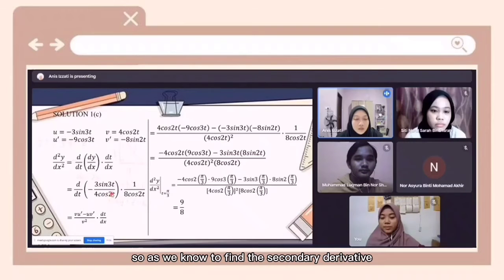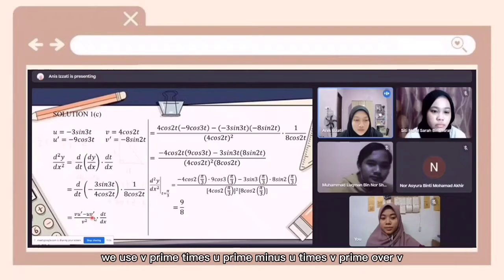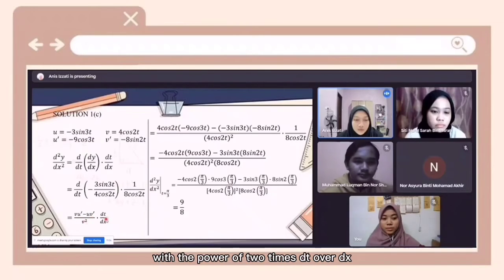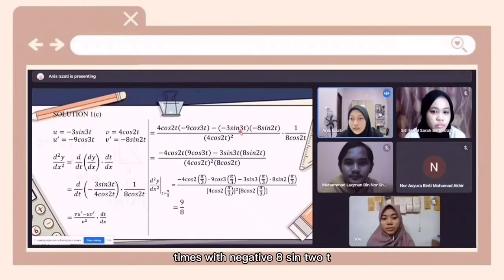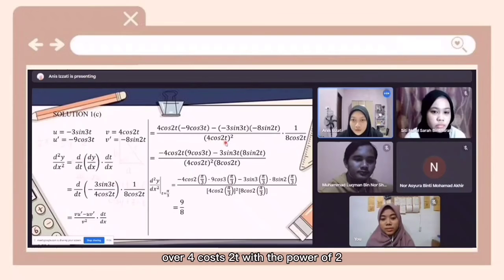So as we know, to find the second derivative, we use (v times u prime minus u times v prime) over v to the power of 2, times dt over dx. So as you can see here, we just substitute the values and we get 4 cos 2t times negative 9 cos 3t, minus negative 3 sin 3t times negative 8 sin 2t, over (4 cos 2t) to the power of 2, times dt over dx, which is 1 over 8 cos 2t.